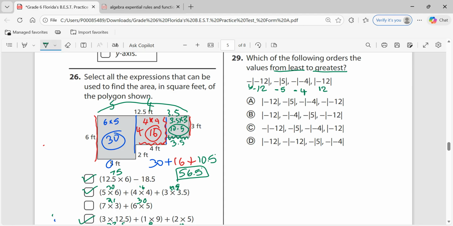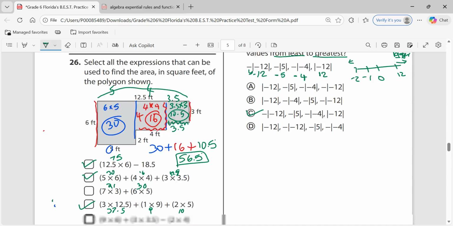So now they want from least to greatest, like which is smaller to which is bigger on a number line. So we have 0, negative 1, negative 2. So it gets smaller this way and it gets bigger to the right. There's a 12 up there. So negative 12 would actually fall further down here. Negative 12 is the first one. And so the answer is C. Negative 5 would be next. And then negative 4. And then 12. Actually, it was already in order. That's cute. Here we go.